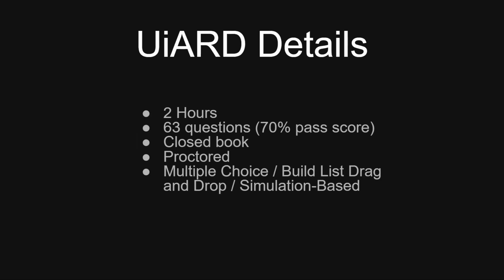All right, so just some minor details that are useful to know. The exam's 2 hours long. There are 63 questions and the pass score is 70%. All right, it's closed book. You can't use any resources to help you answer any of the questions. It's proctored, meaning that there's someone watching you the entire time, as I mentioned.